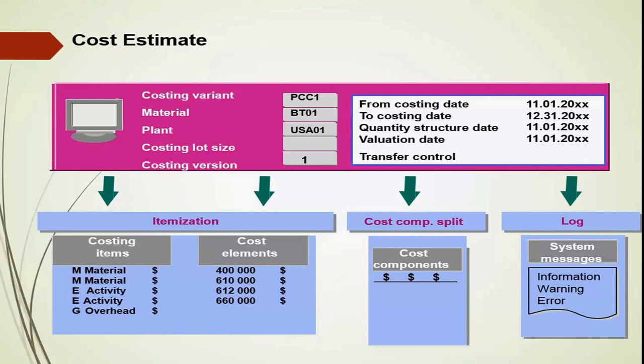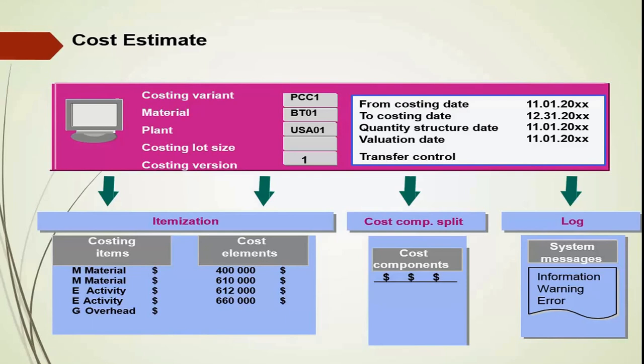Then you have to define from costing date, from what date you want that costing to run, to costing date. Those are the validity dates. For example, if you want a costing date next month, you should specify the next month. Costing to date means from next month until that date the cost estimate is valid. Quantity structure date, what date the system should pick the quantity structure, and valuation date. So these are the date controls we learned before, so you have to mention it here. Then you have to mention transfer control, or you can leave it blank if you don't want to mention that.